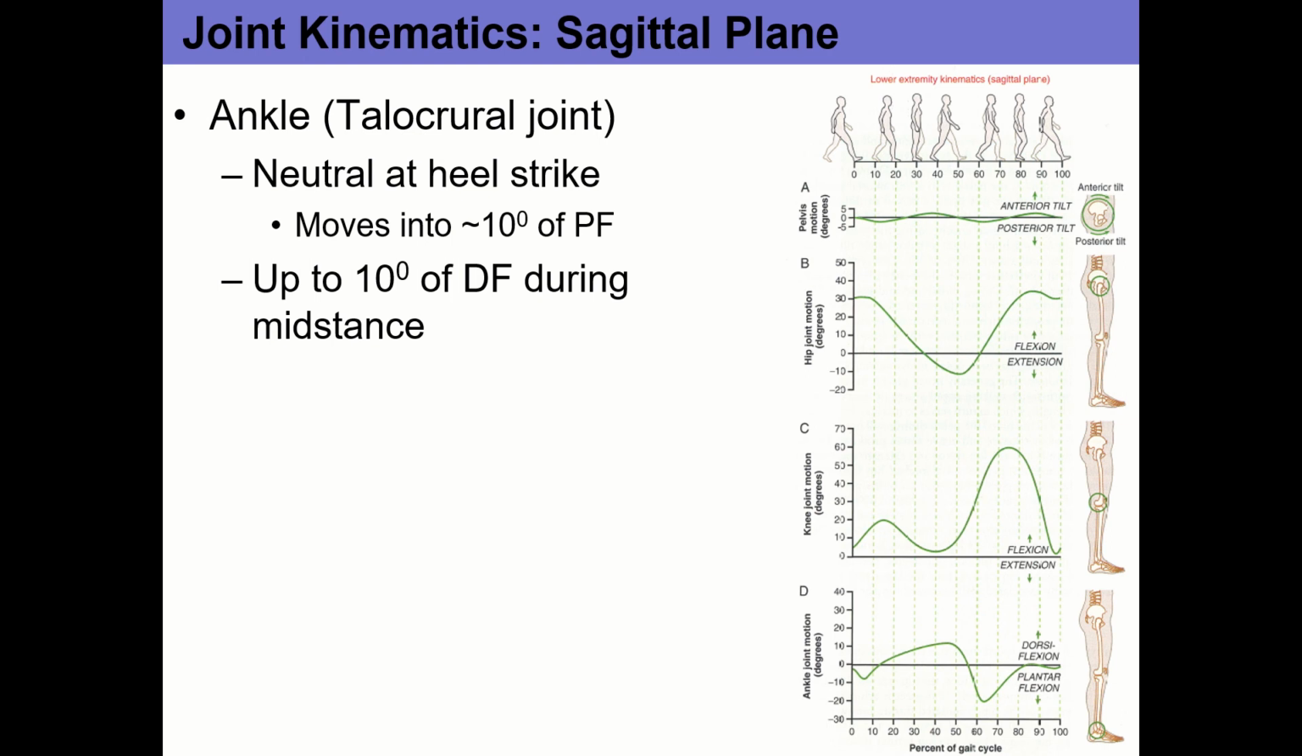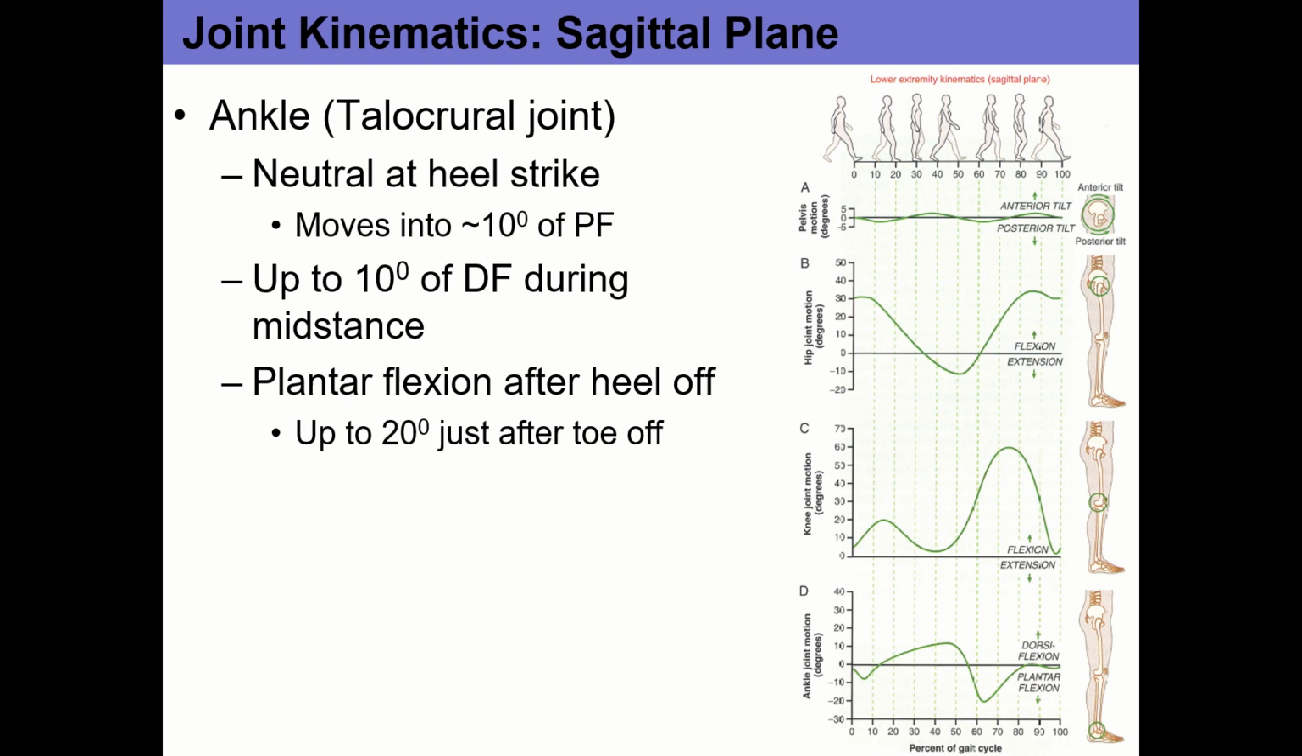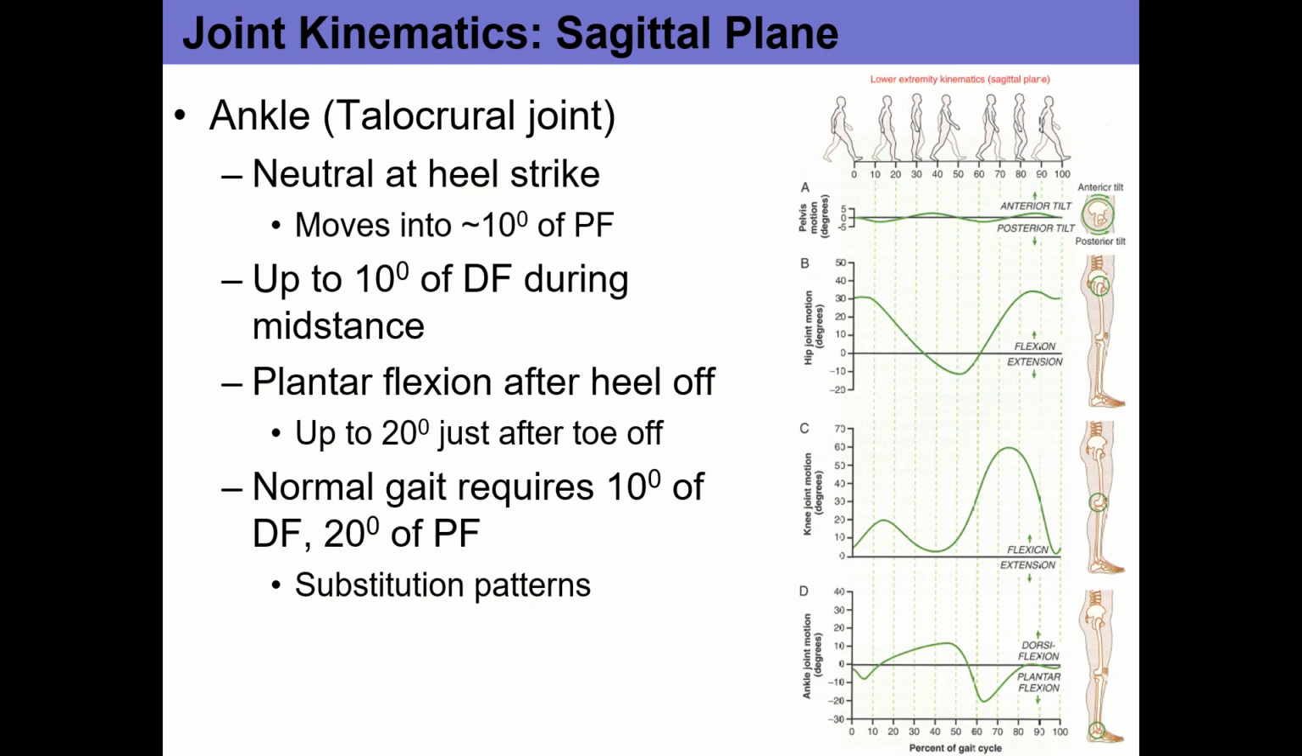So then we move into a neutral position, so you actually are fairly neutral right in the middle of mid stance. And then as we break it down even more into late mid stance, as you're getting ready to pick up your left leg, the right ankle is going to move into about 10 degrees of dorsiflexion. And then as we heel off, you're going to plantar flex. And then as you toe off, you get about 20 degrees of plantar flexion. So in normal gait, the numbers that matter: you've got to have about 10 degrees of dorsiflexion to get through mid stance, and then about 20 degrees of plantar flexion through the push off.